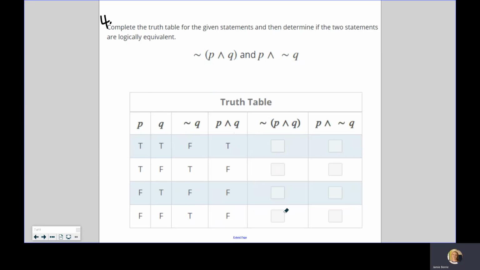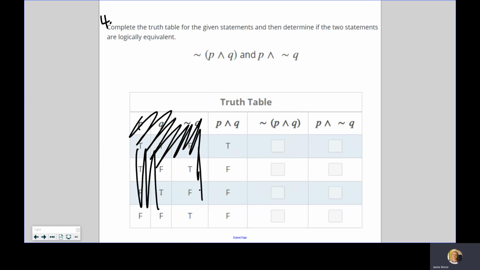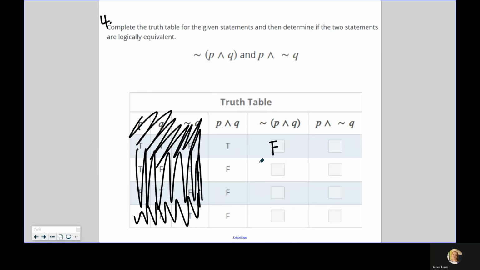All right, so we're starting right here, not P and Q. The only one we're focused on right now is just the P and Q column. So just blocking all this out. We're doing the opposite of whatever's in the P and Q column. So the opposite of T would be F, opposite of F would be T, opposite of F is T, opposite of F is T.